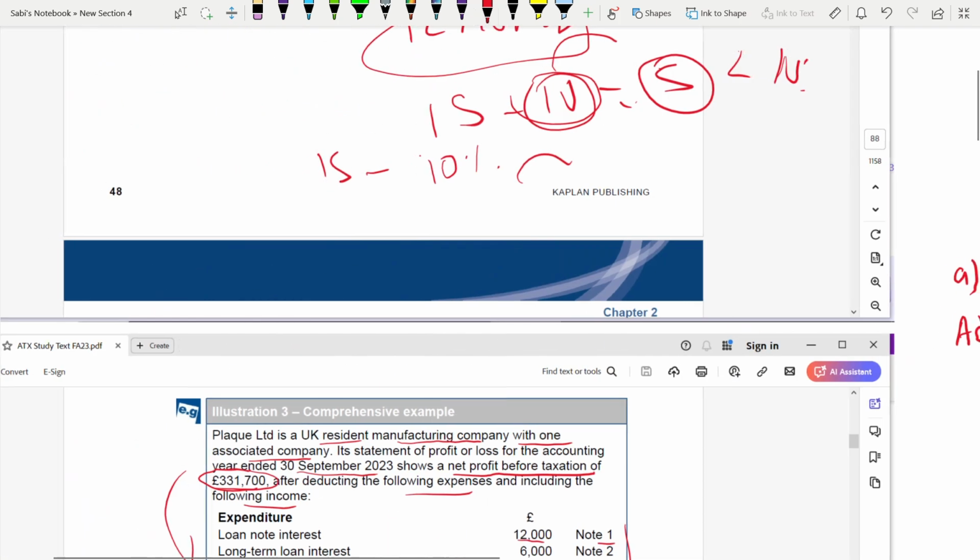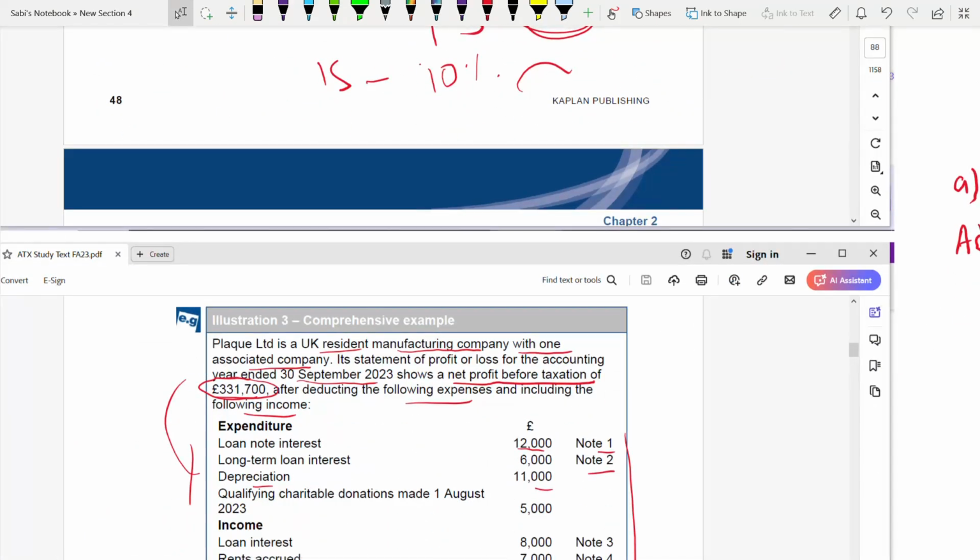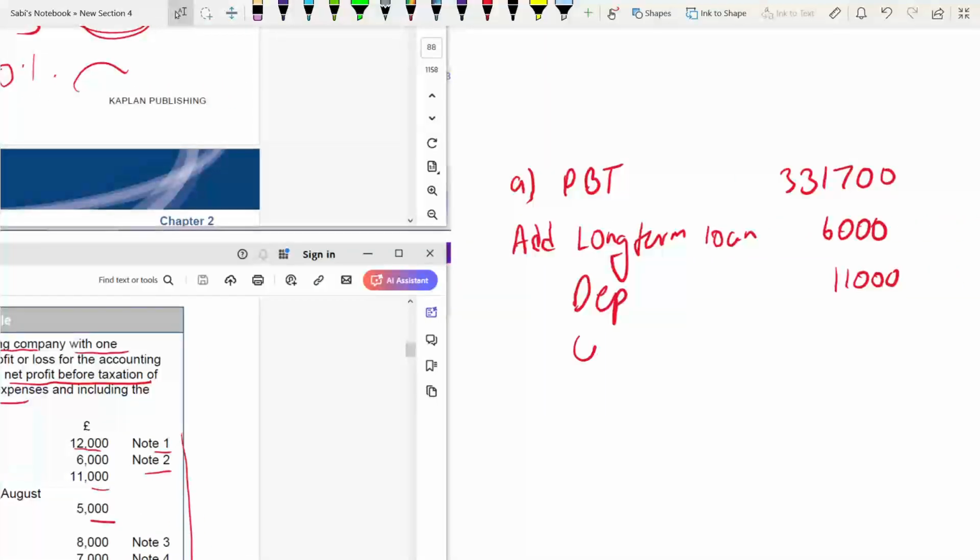Next, QCD payments. QCD payments will be deducted from the total profit, not here. So add back QCD, 5,000. The total is 3,700. Now time to deduct the income.